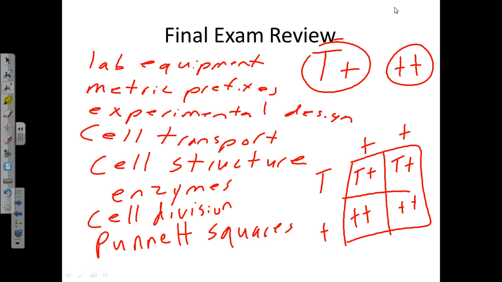We call these the genotypes, right? The symbols. What do we call what they look like? The phenotypes. So we have 2 tall phenotypes up at the top, and we have 2 recessive phenotypes down at the bottom. 2 talls, 2 shorts.